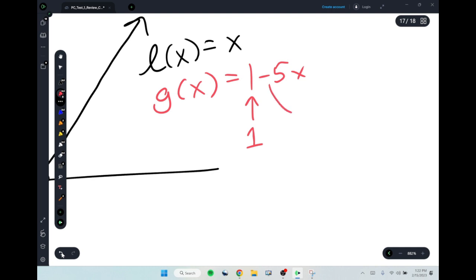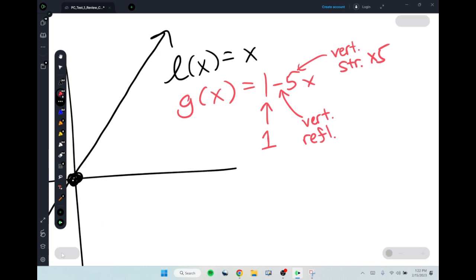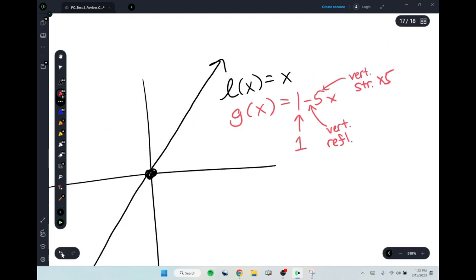Right? That's a reflection? Vertical reflection. And 5 is a vertical stretch. That's harder than just plotting 2 points, right? What's the point of that? But watch, let's do it. I'm going to do it just for fun.